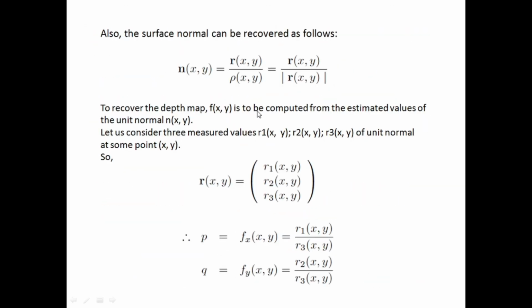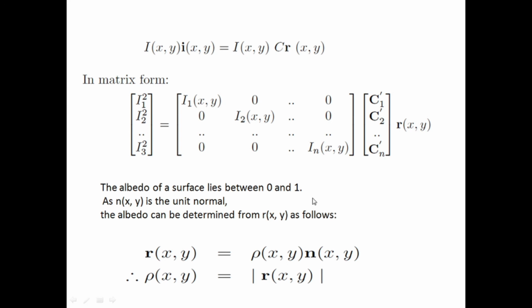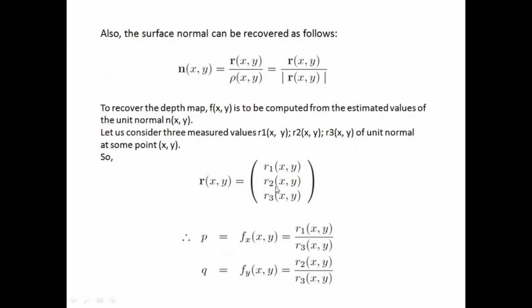So to recover the depth map f of x comma y, that means intensities, it is to be computed from the estimated values of your unit normal, that is n of x comma y. Now let us consider three measured values r1, r2, r3. What is this r? R is nothing but rho into n, where albedo rho may lie between 0 and 1. That means r is proportional to n, so I can trace out the normal component.